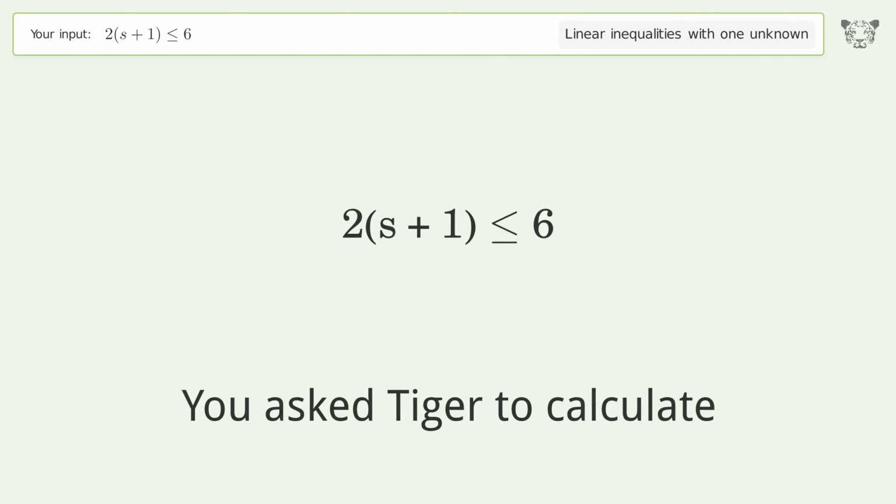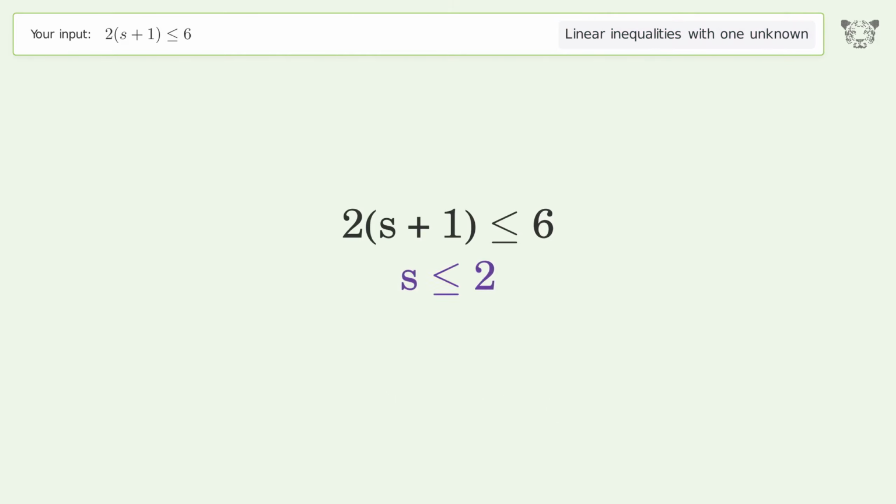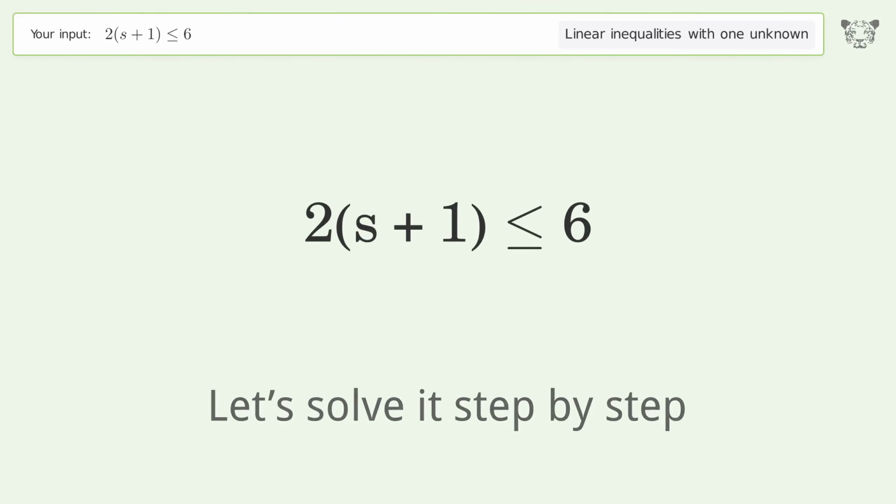You ask Tiger to calculate. This deals with linear inequalities with one unknown. The final result is s equal or smaller than 2. Let's solve it step by step.